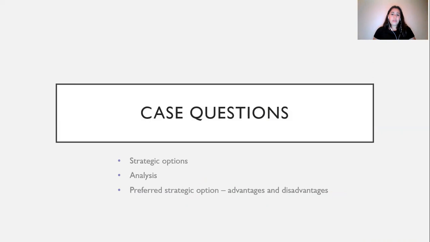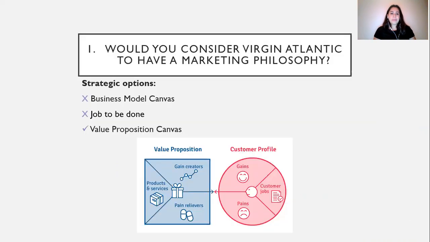So now we will follow into the case questions, and in each question we will talk a little bit about the strategic options that we can analyze, the tools and frameworks that can be used for answering the question, the ones that we will use and the ones that we will not, an analysis and which option is preferred, and what are the advantages and disadvantages of using this tool per se. So first of all, the first question is, would you consider Virgin Atlantic to have a marketing philosophy?